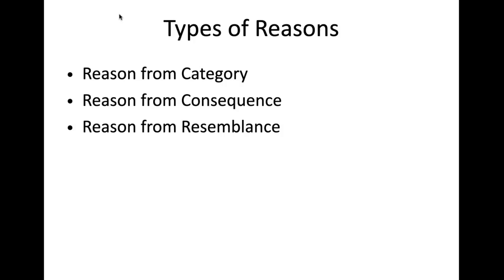You think about how it affects the person you're trying to convince, not how it affects society in general or culture in general. And especially not how it affects you yourself, which is how a lot of people think when they begin writing. They think, how does this problem affect me? And you want to think, how is it affecting my reader? There are three common types of arguments, ways to formulate reasons: reasons from category, reasons from consequence, and reasons from resemblance.